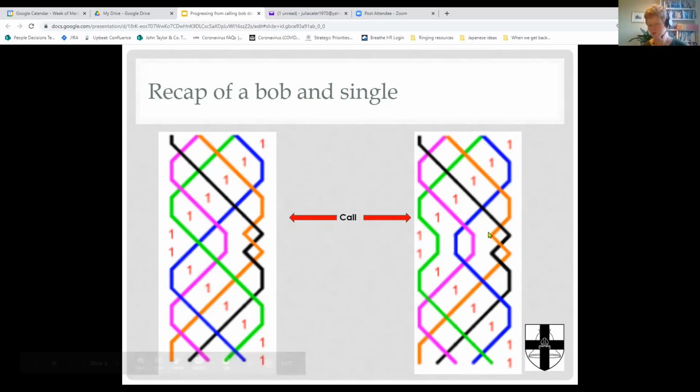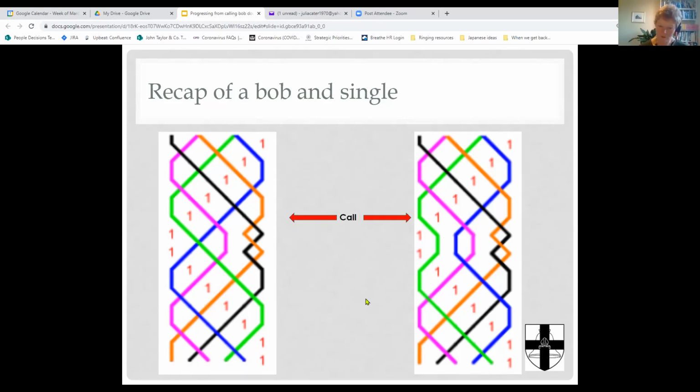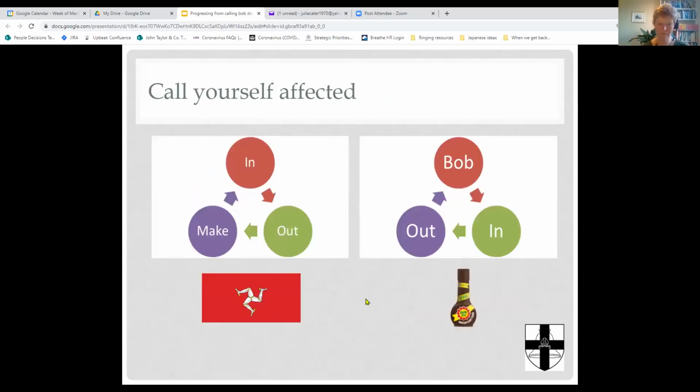So those 2 bells are affected, which means that the remaining 3 are unaffected. So the green one carries on making seconds as normal, and the 2 bells in 5/6 dodge at the back as normal. So that's just a recap of bobs and singles. Now, how is that useful in terms of conducting? Well, it's useful because you can use the same principles.